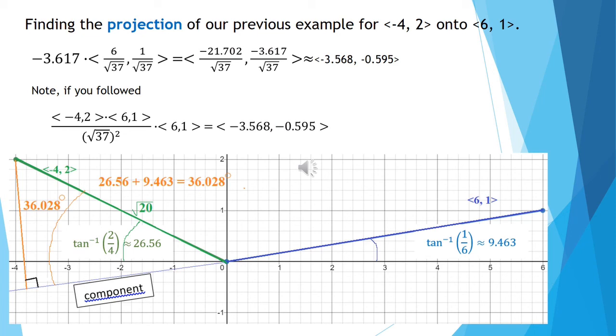You can use the same idea for projection even when the vectors point in opposite directions. Our earlier example had negative 4,2 projecting onto 6,1. Our component was negative 3.617. So if you multiply that component by the unit vector in the direction of 6,1, you obtain the vector negative 3.568, comma, negative 0.595. Those are the x and y components of our projection. They make sense. You can see that the projection is in quadrant 3 where x and y are both negative. I could also follow that formula where you dot the two vectors, divide by the square of the length of the one you're projecting onto, and then multiply that value by the vector you're projecting onto. Notice we end up with the same projection vector.